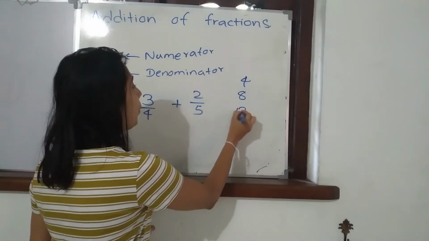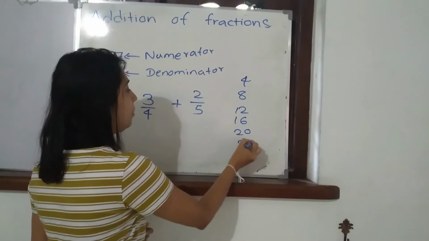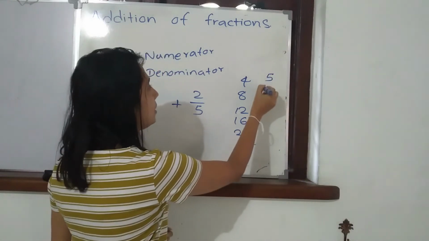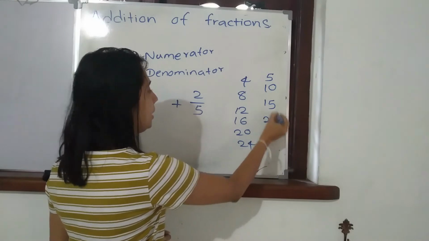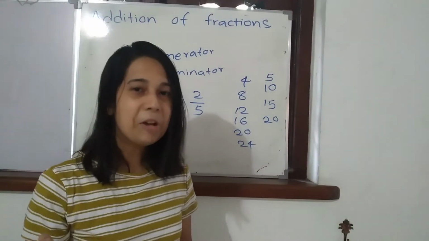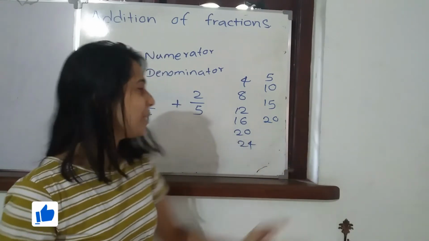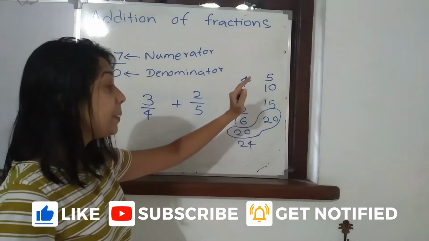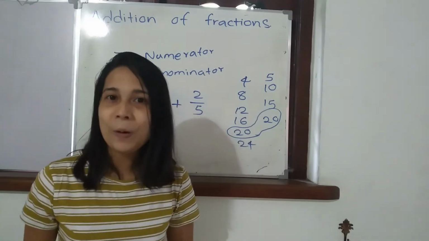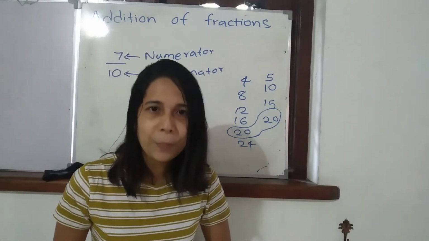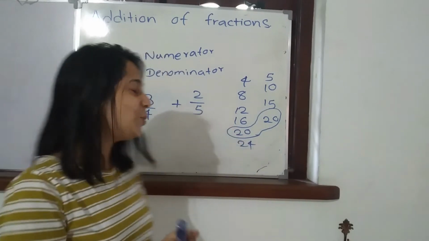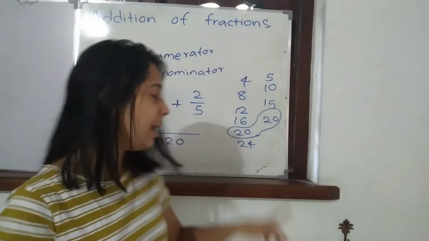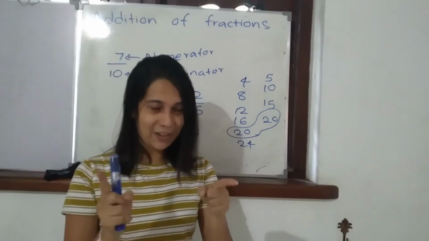4, 8, 12, 16, 20, 24. And what are the multiples of 5, children? 5, 10, 15, 20. We wrote a few multiples of 4 and 5. And see this one? This 20 is common to the multiples of 4 and the multiples of 5. Then what is the LCM of 4 and 5? It's 20. Then it is the common denominator, right? So what is the common denominator of 4 and 5? It's 20.